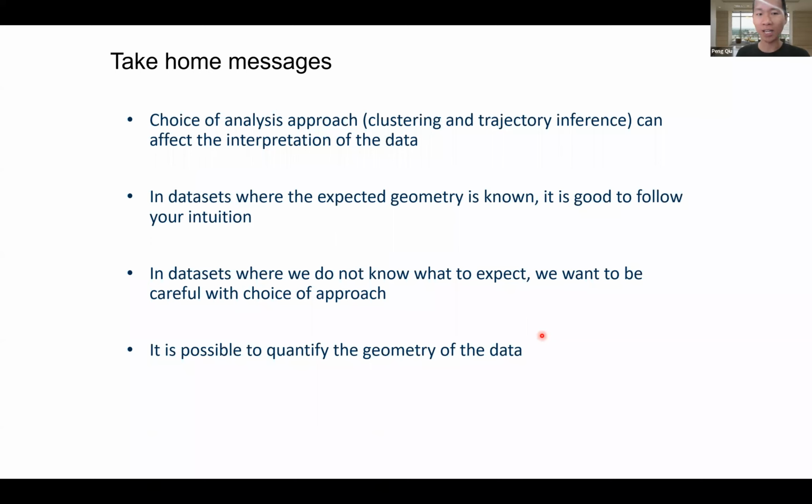And also toward the end, I was showing these 5 different metrics, that it is indeed possible to computationally quantify the geometry of the data, which can serve as another way to guide the selection of whether clustering or trajectory finding is more appropriate. And again, hopefully this paper will be published before the end of this year.